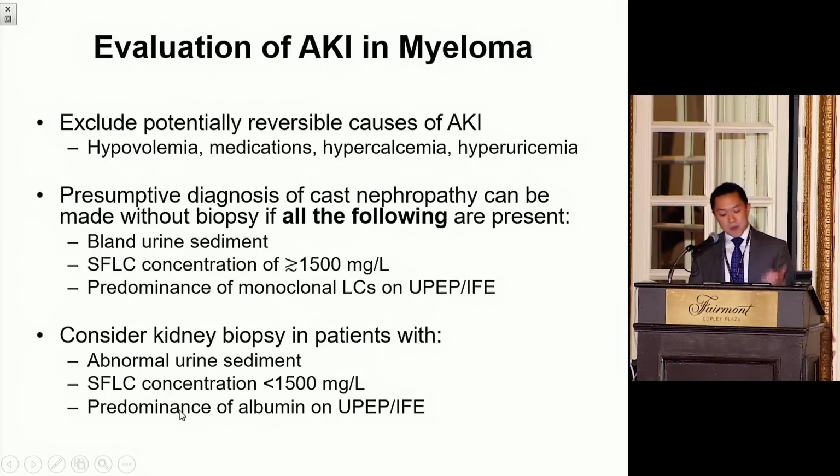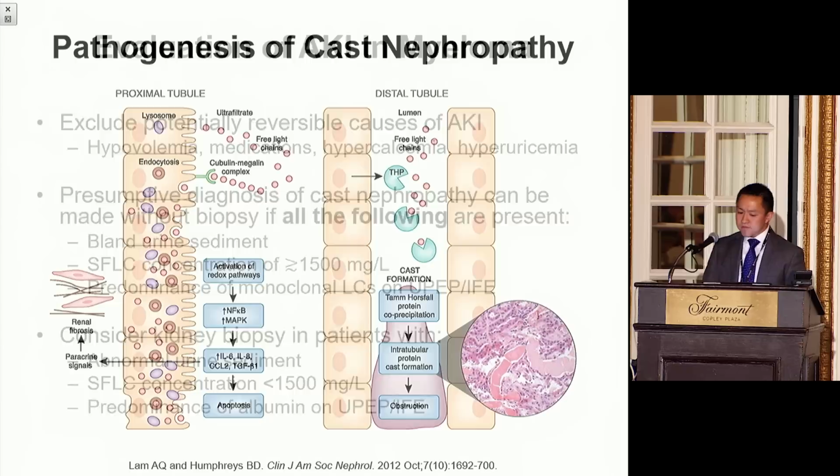Conversely, if the patient has an abnormal urine sediment, they've got a serum-free light chain concentration that's less than 1,500, or the UPEP shows predominantly albumin as opposed to monoclonal proteins, the diagnosis of light chain cast nephropathy is less likely, and these patients may benefit from getting a kidney biopsy to obtain a definitive diagnosis.